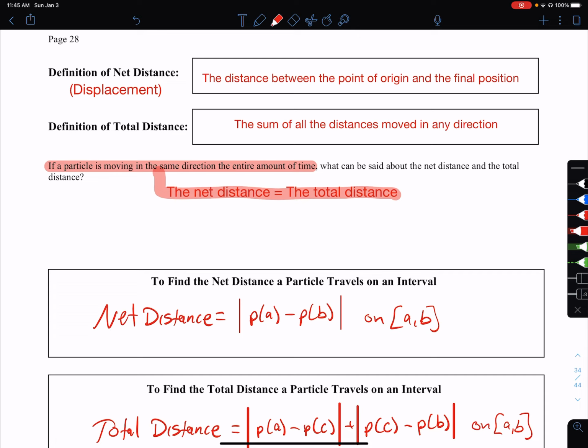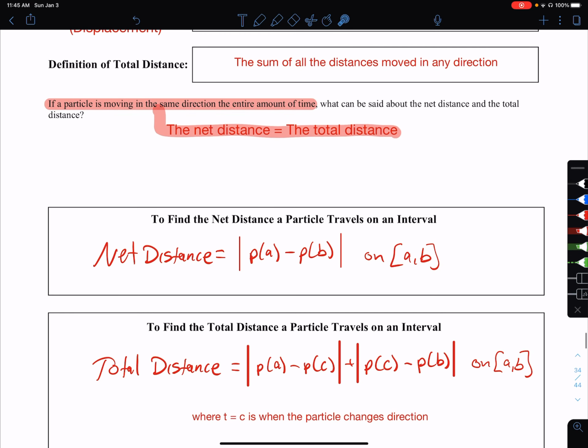To find the net distance a particle travels on an interval, you are going to take the ending position minus the beginning position, and you can do that in either order, and then take the absolute value, because we want this distance to always be positive.